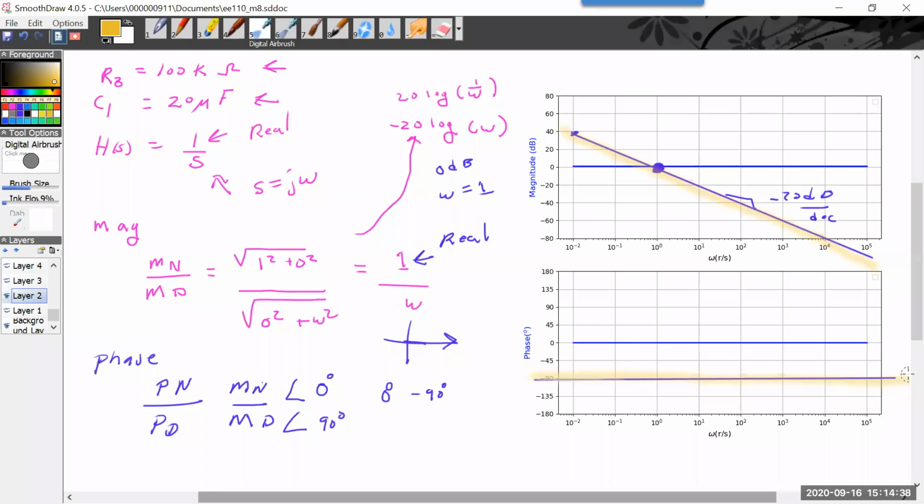And there we have it, okay? So that would be the integrator, right? If it were the inverting integrator, the magnitude wouldn't change, but the phase would start off at minus 180.